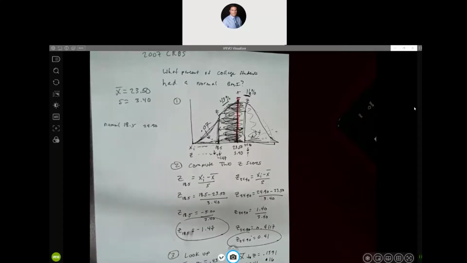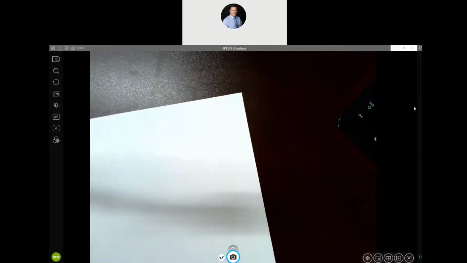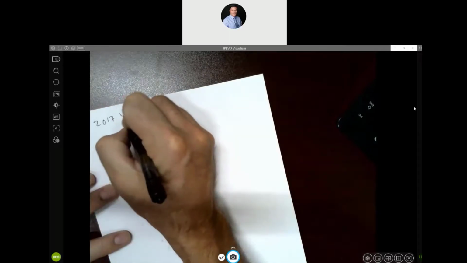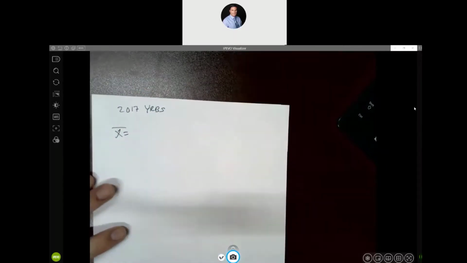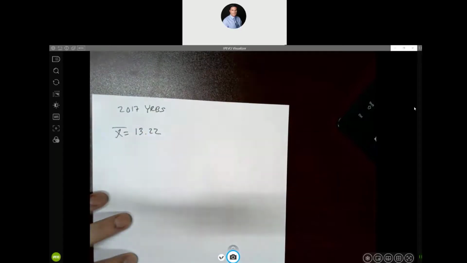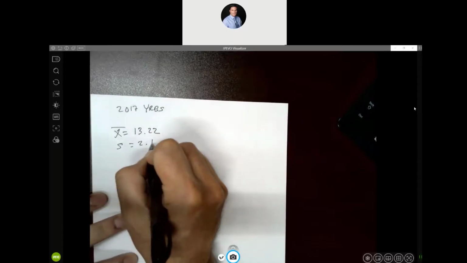Well, I know that was exciting, but we can answer even more exciting questions. Check this out. I've got data from the 2017 Youth Risk Behavior Survey, and it tells me the average age that teenage boys in the United States will have started smoking is 13.22 years of age, with a standard deviation of 2.48.